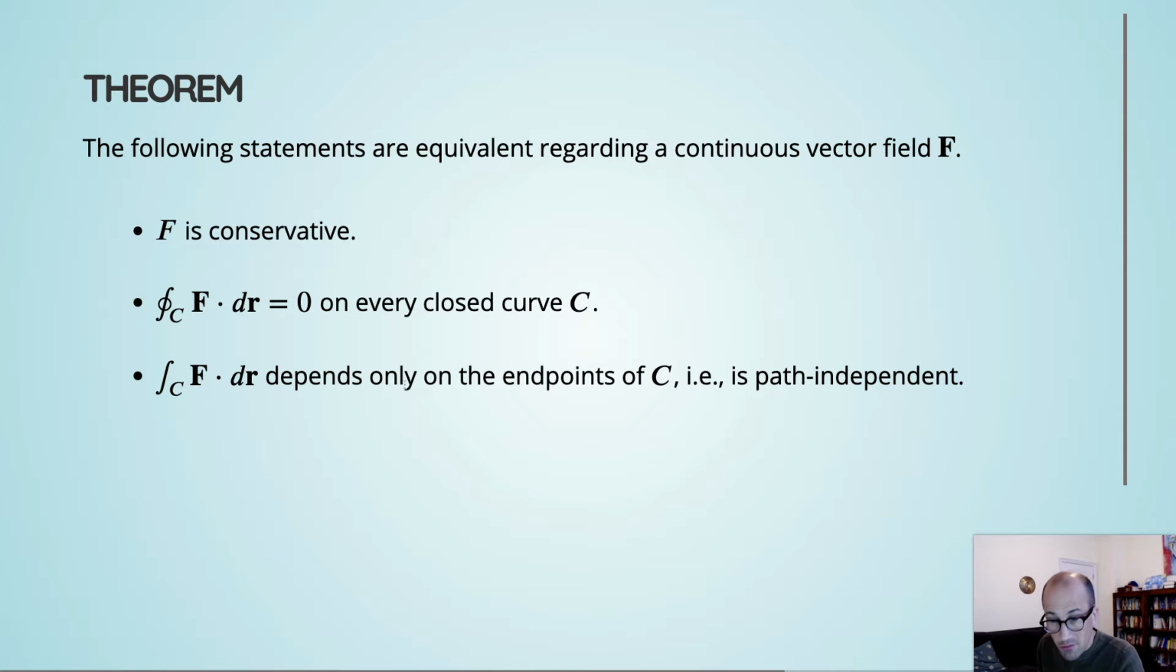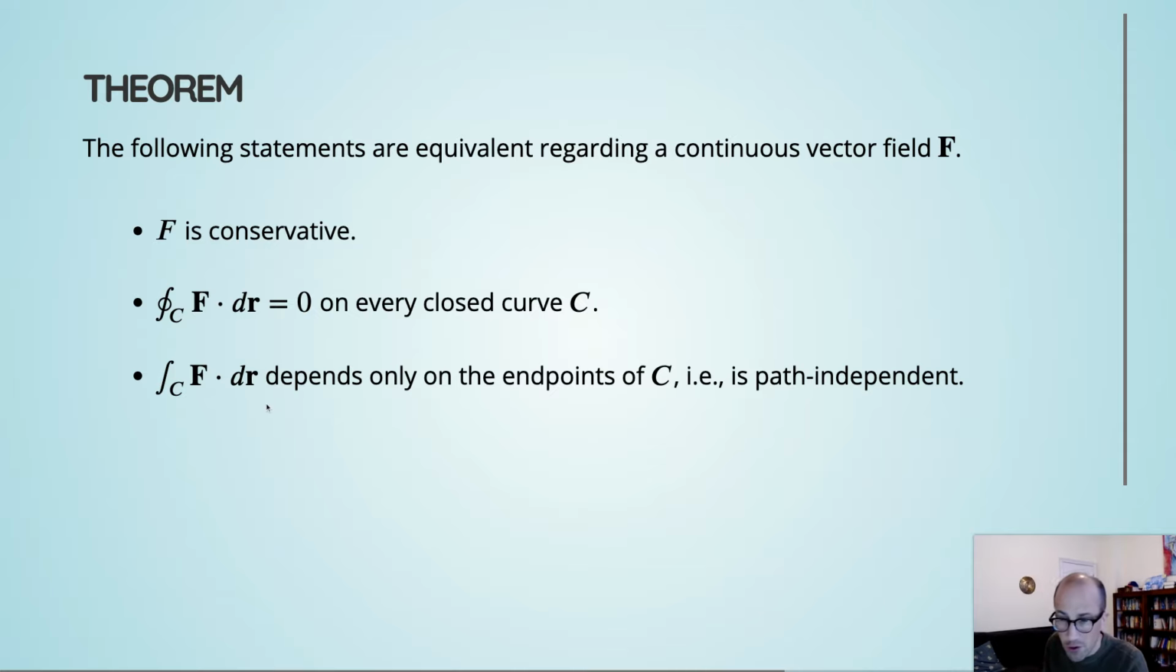And then another equivalent thing is to say that any line integral, so now not necessarily closed, of our vector field depends only on the endpoints. That means it's path independent. It means if I take any two paths between the same set of points and I integrate the vector field along it, I'm going to get the same answer every time. So all three of these are equivalent. If you know any one of these, you know the other two.